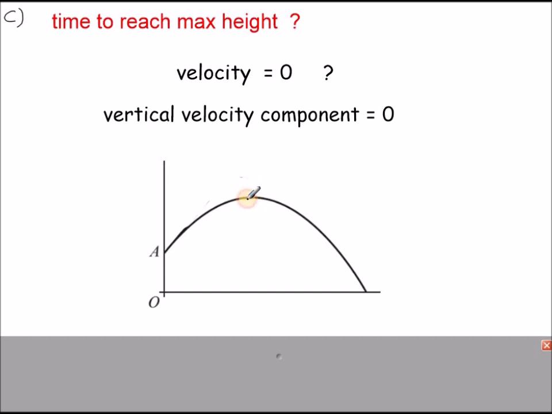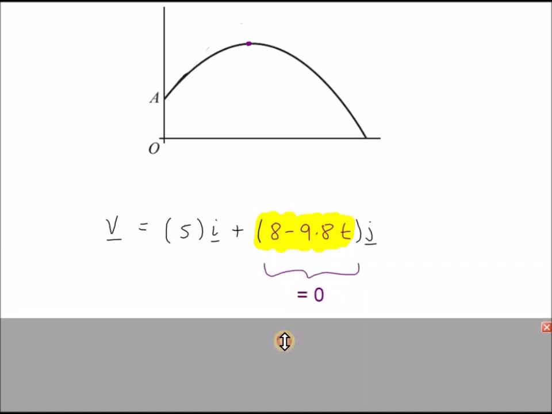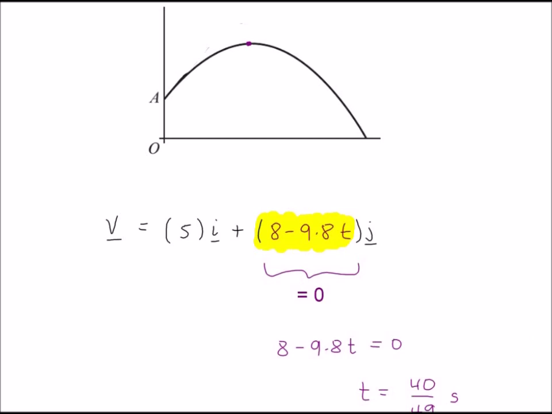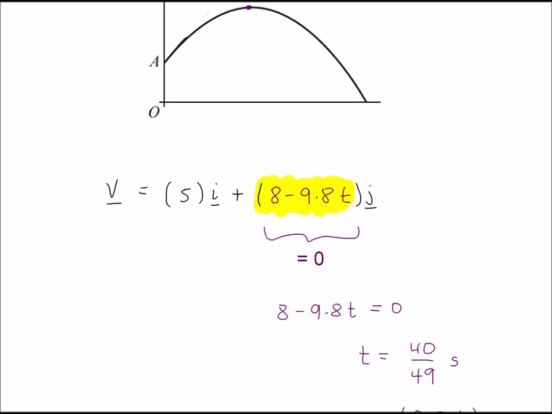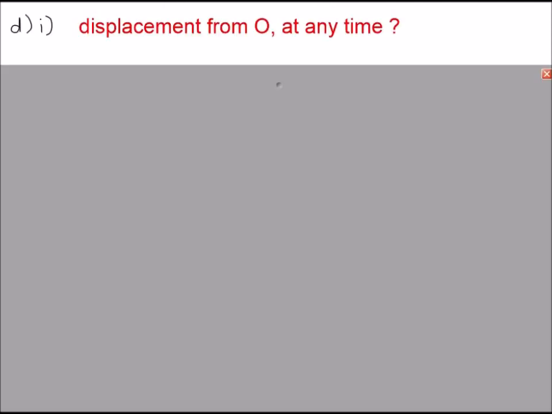At the maximum height, the vertical velocity component is 0, but there is still a horizontal velocity component. In our velocity vector, this is the vertical component, and this is the one that's 0. So we make that equal to 0, and we solve to get t equals 40 over 49 seconds, that's the exact value, or 0.816 seconds, to 3 significant figures.